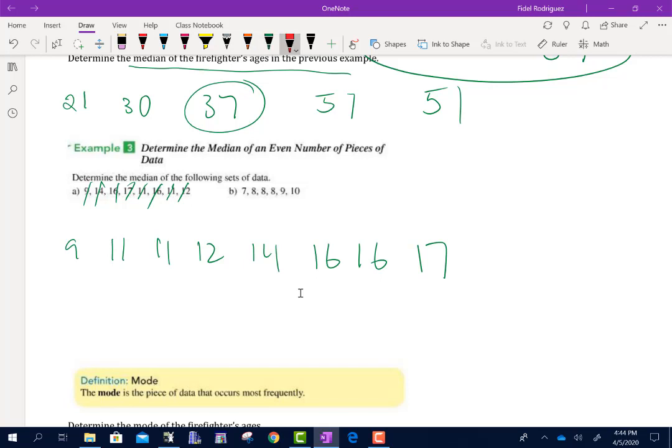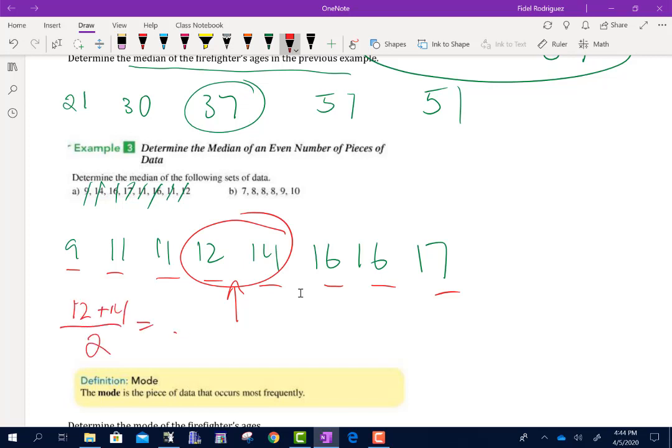Okay, so how many pieces of information do we have? 1, 2, 3, 4, 5, 6, 7, 8. We have 8 pieces. So the middle would be right there. And because there's no number exactly in the middle, we're going to take the average of those two. So what's 12 plus 14 divided by 2? 26 divided by 2 would be 13, right? That's our middle number.